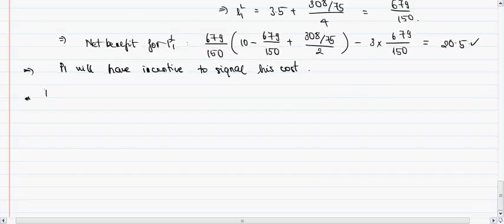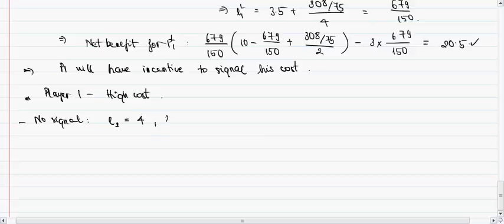Alright, so we're now going to do player 1 of the high cost, and see whether he's going to have an incentive to do the same thing as player 1 of the low cost. Again we will be doing exactly the same. Now with the case of no signal, we know that player 2 is going to choose 4, and player 1 of the high cost is going to be choosing 3.5.